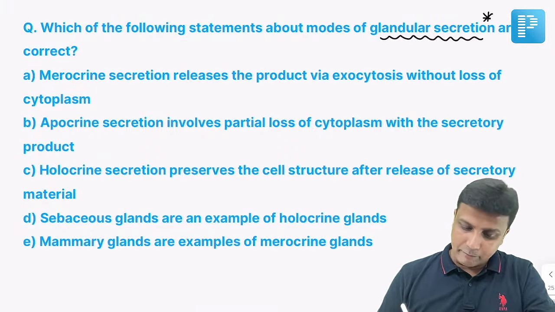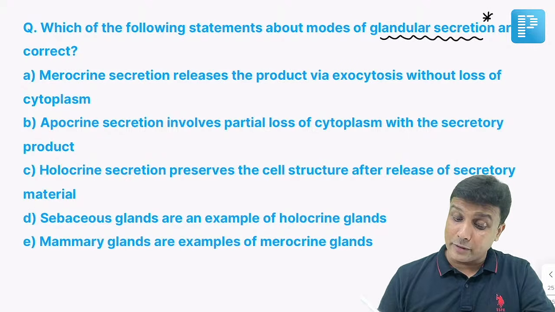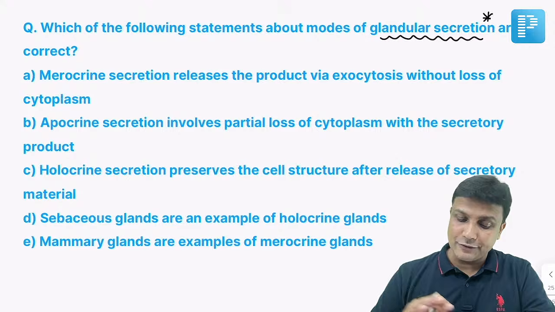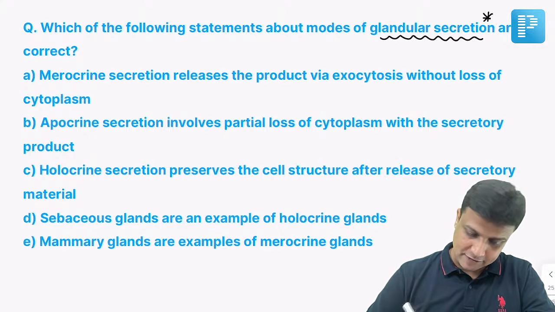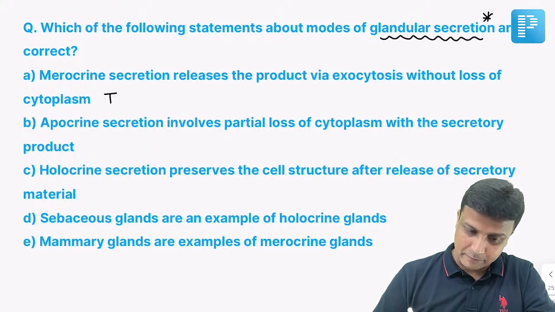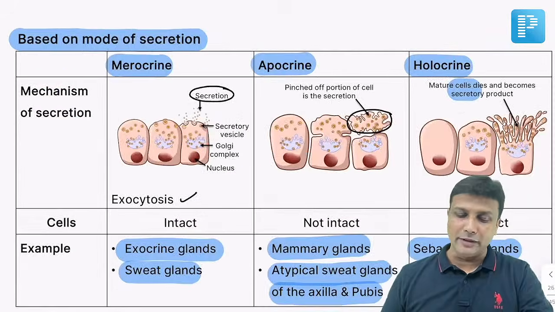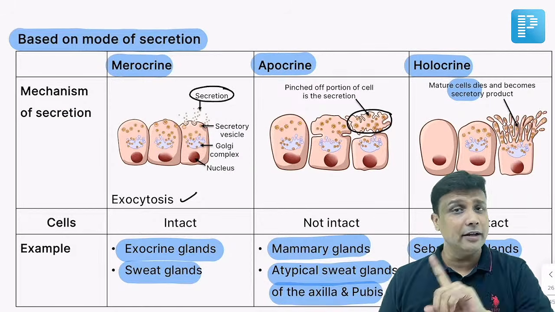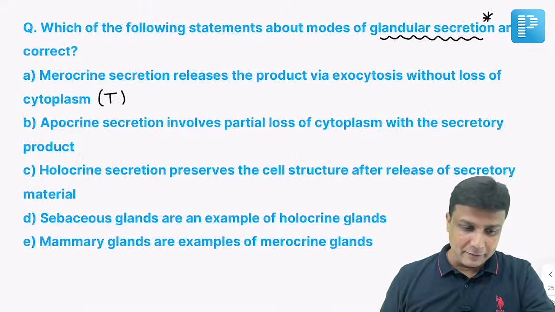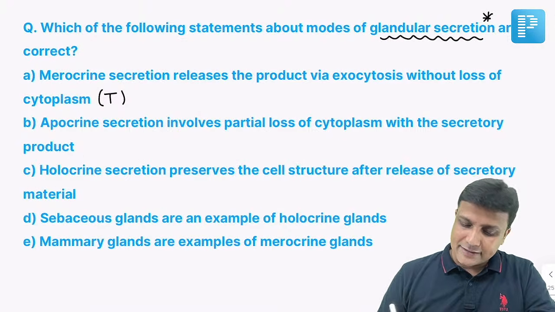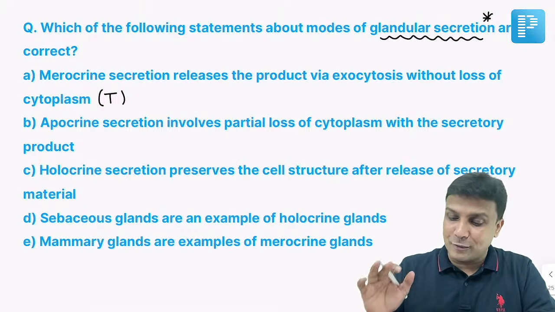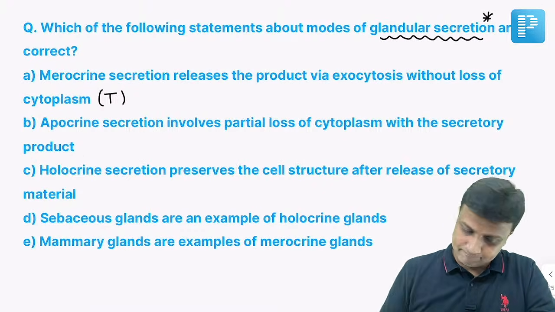Number one, merocrine secretion releases a product via exocytosis without loss of cytoplasm. Yes, of course, this is a true statement. I just told you, merocrine secretions are only without the cytoplasm. Perfect. Apocrine secretion involves a partial loss of cytoplasm with the secretory product.